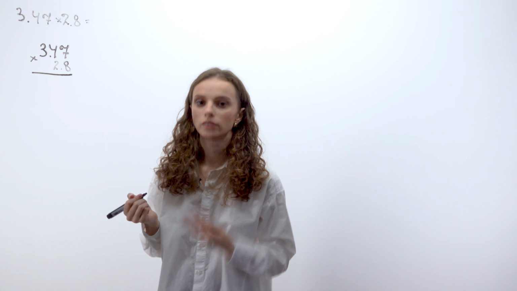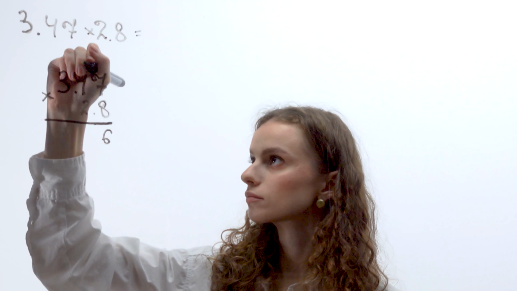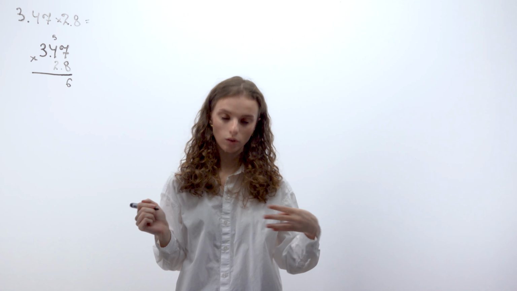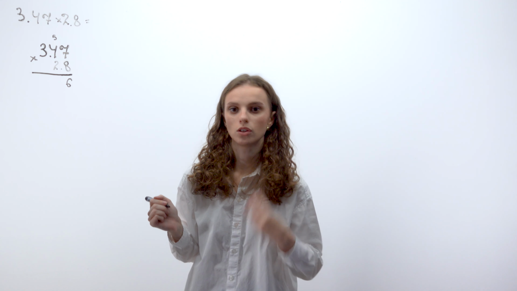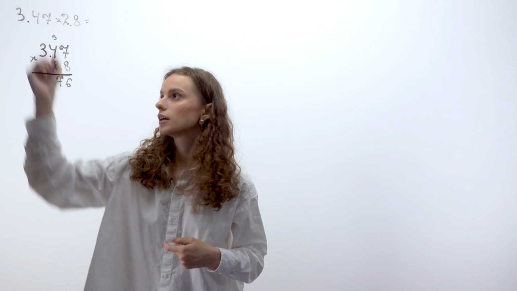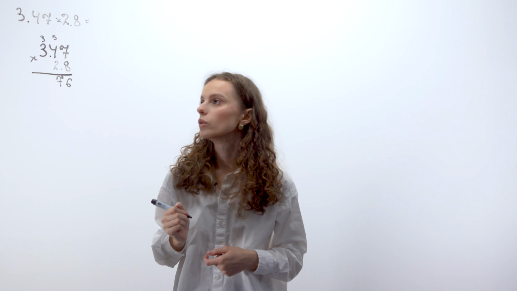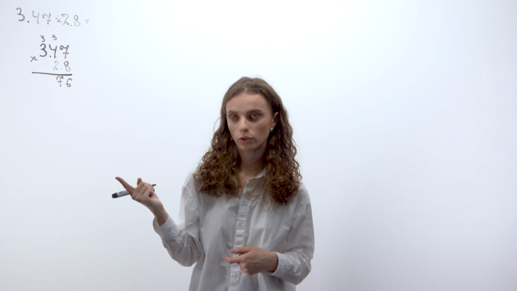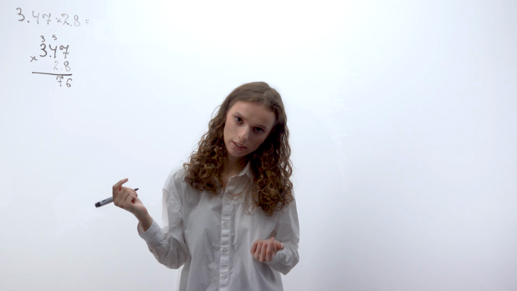8 times 7 is 56, let's write 6 and memorize 5. Then 8 times 4 is 32, and 32 plus 5 is 37. We're going to write down 7 and 3 will be here. Now we have 8 times 3, which is 24, and 24 plus 3 will be 27.